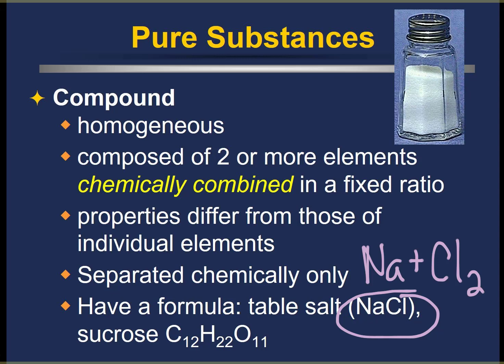When we have table sugar down here, notice there's 12 carbons for every 22 hydrogens and 11 oxygens. And so this is carbon chemistry or organic chemistry, and this is a molecule of sucrose. You can always tell a compound again because it has a formula.